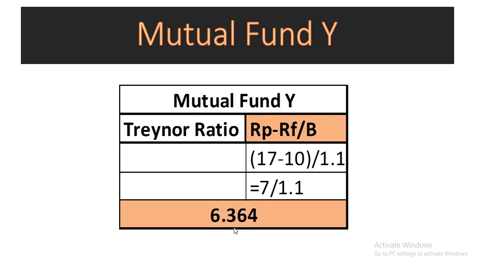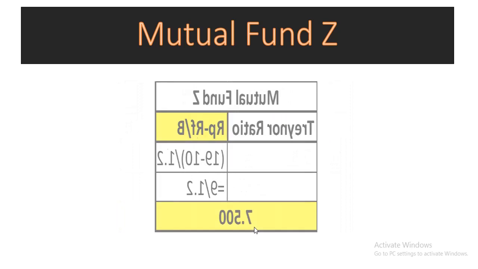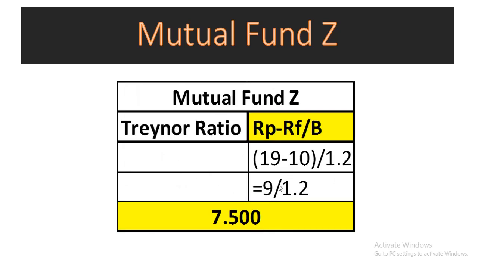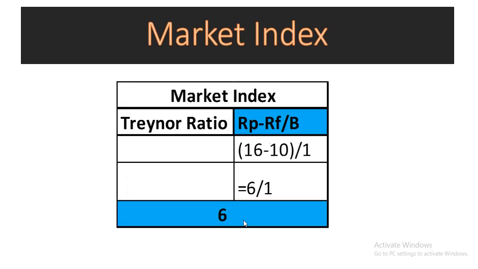For mutual fund Y, which is 17 minus 10%, which is risk-free rate, 7% extra return it is generating, and divided by 1.1, which is beta. So the mutual fund Y Treynor ratio is 6.36, and for mutual fund Z, which is extra return, generating 19 minus risk-free rate divided by its volatility 1.2, it comes to 7.5. And for market it is 6, as 6 is extra return and beta of market is always 1, so this is 6. So this is Sharpe and Treynor.